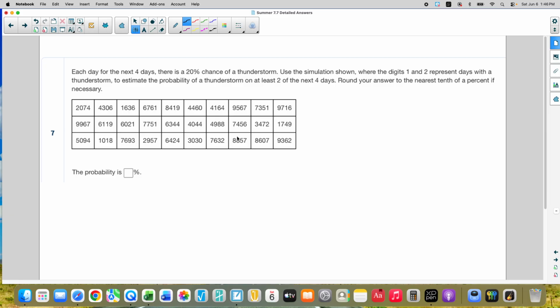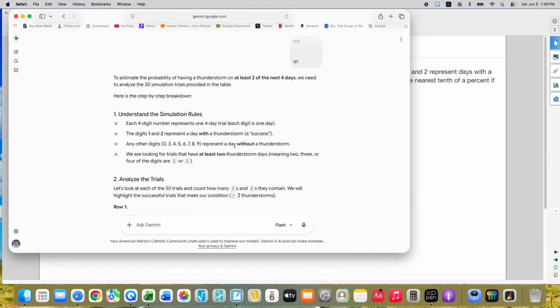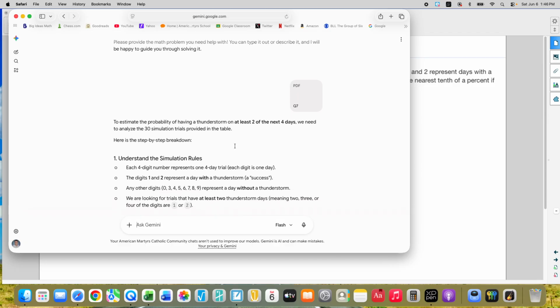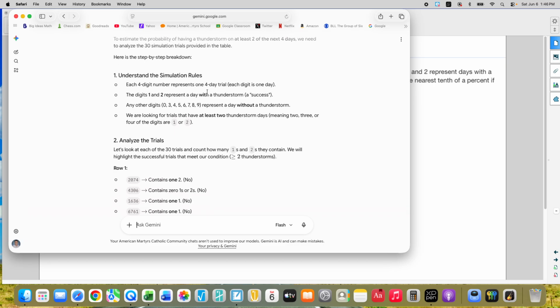Well, this is where we can use technology. Okay, so what I did was I took this question and I pasted it into Gemini. I said, can you help me with this problem? So the first thing, it says estimate the probability of at least 2 days. So it just reiterated what it was looking for.